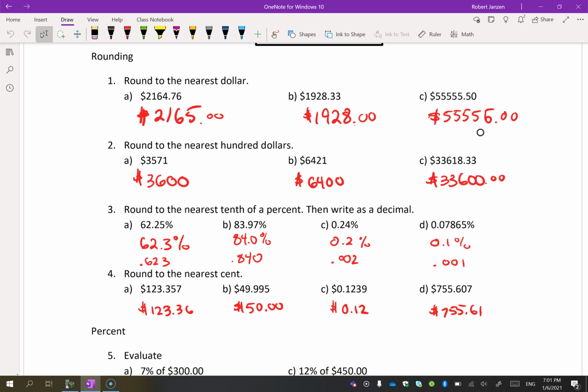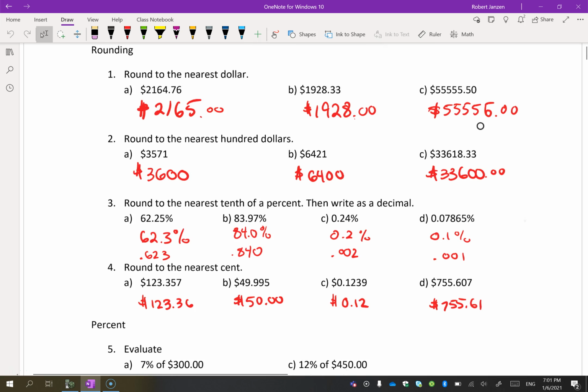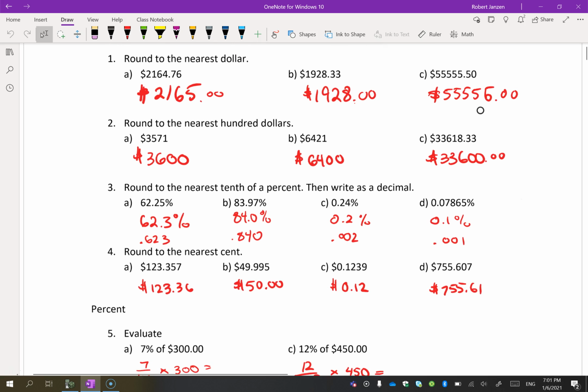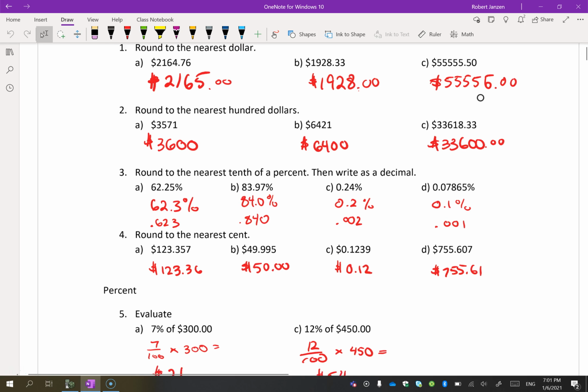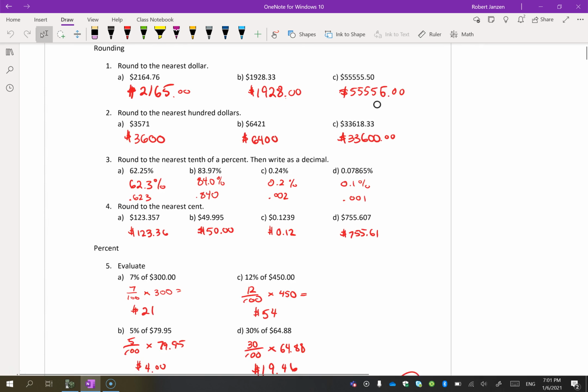Okay, the questions are all referring to rounding off and taking percent. So can you do this page, and then when you're done, turn the video back on and check your answers? Or you can go to the OneNote and you'll be able to see the answers there.